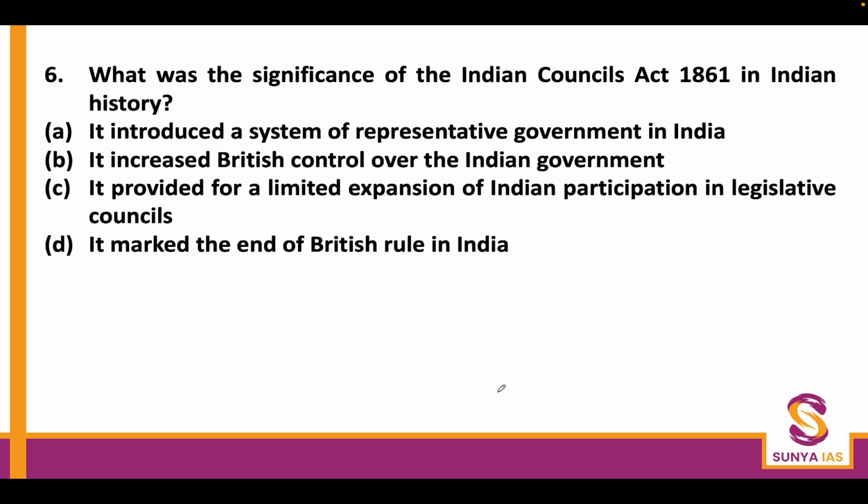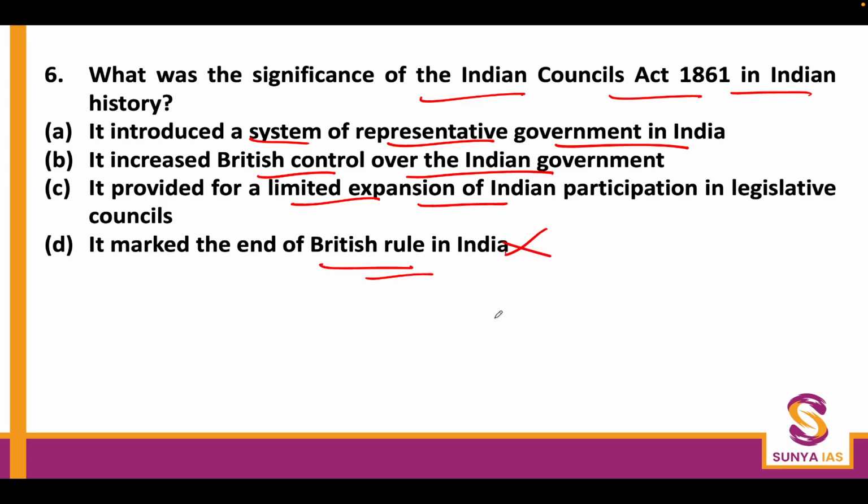Fine. What was the significance of the Indian Council Act of 1861 in Indian history? It introduced the system of representative government in India. It increased British control over the Indian government. It provided for a limited expansion of Indian participation in legislative council. It marked the end of the British rule. Surely it didn't mark the end of the British rule. And limited expansion thing happened in 1892. Okay. It increased British control over Indian government. This happened surely. Okay. It introduced a system of representative government in India. That didn't happen. So the B option is correct here, and that is the answer.